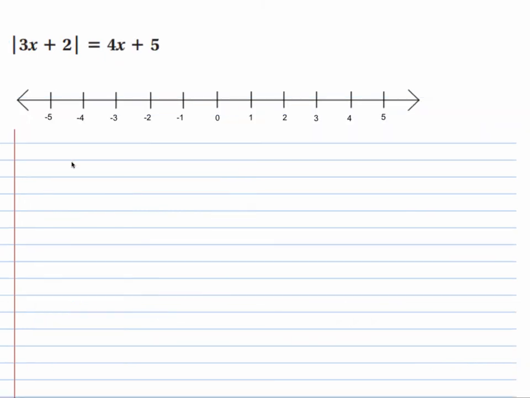Now, what do you do when you have an x in there? Well, we're definitely going to have to check for extraneous solutions for this one. Let's do exactly what we've been doing. I've got the absolute value isolated. So it's going to be two branches. So 3x plus 2 is equal to 4x plus 5, or 3x plus 2 is equal to minus 4x plus 5.